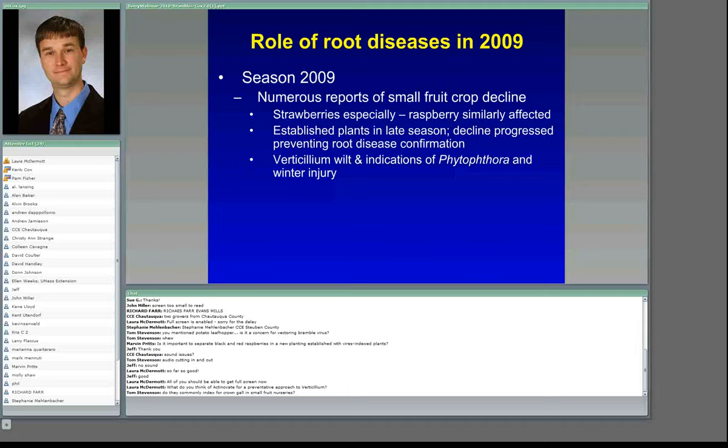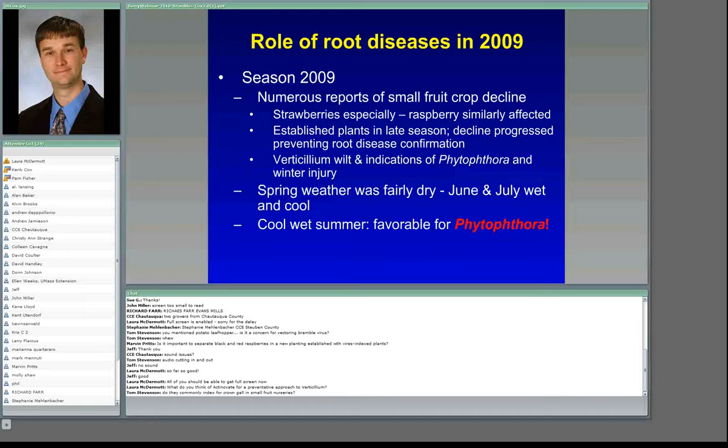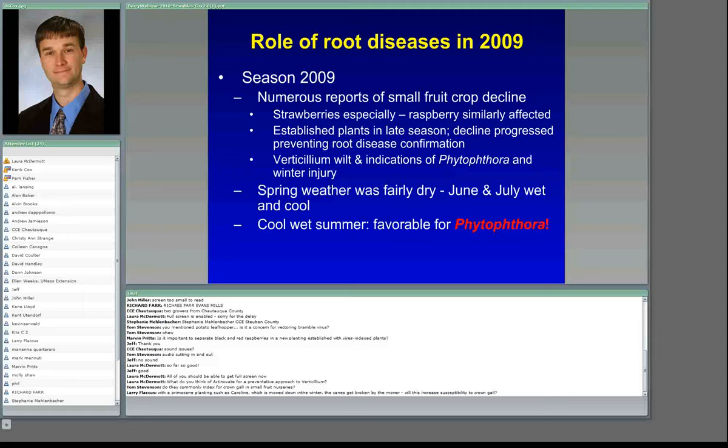Obviously, the spring was fairly dry and cool, not too unusual. However, the June-July months were really wet. A lot of rain, many inches of rainfall, and the temperatures were cool. As I've noted for monitoring weather for other diseases, it was an extremely cold summer, and many of you probably realize this as well. If you have cold conditions and a lot of water, it might have made a very favorable situation for Phytophthora.